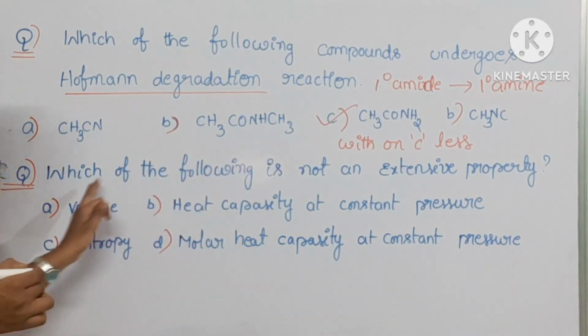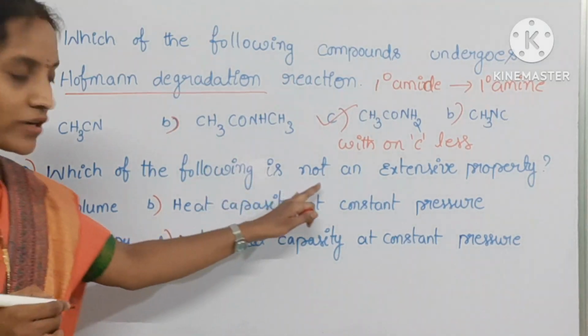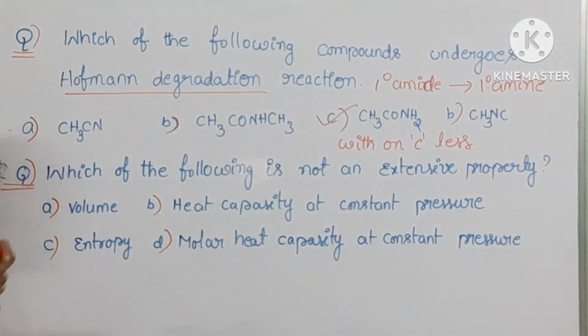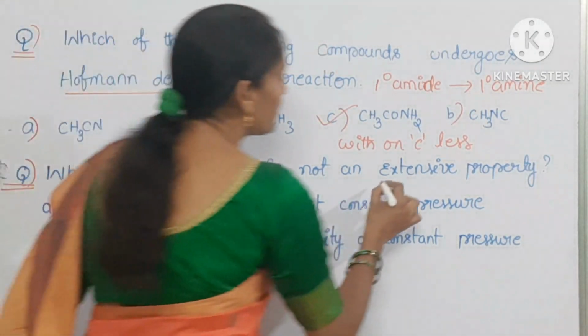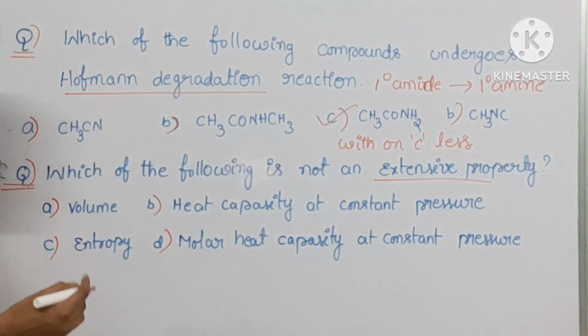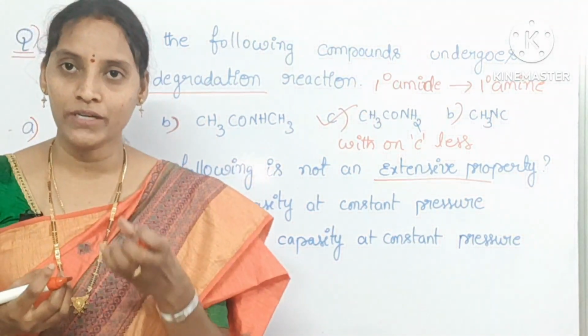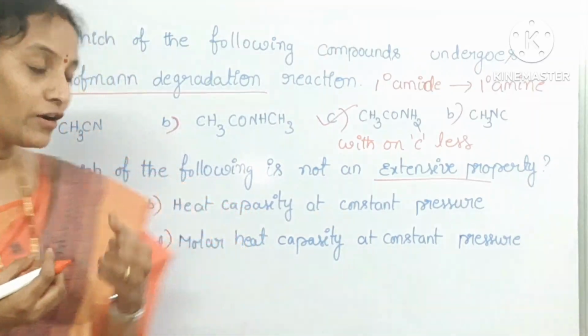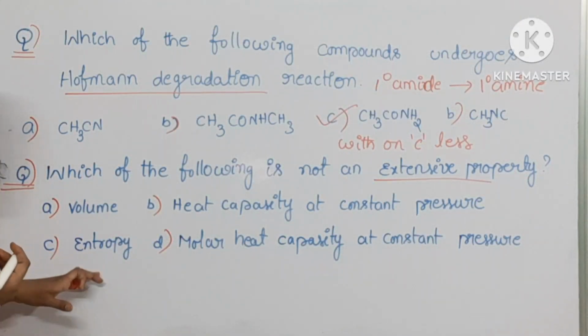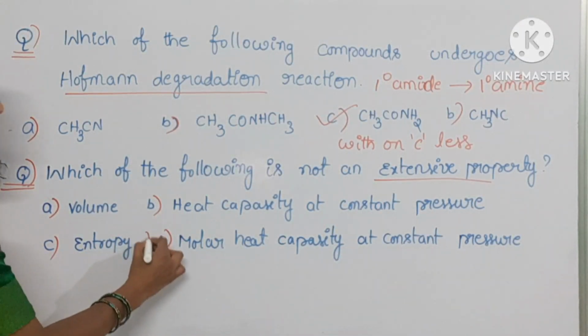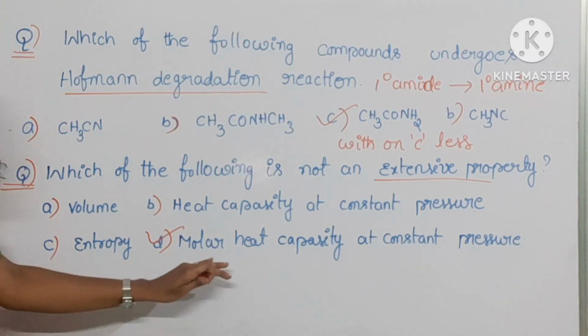This is the answer. Next question, which of the following is not an extensive property? An extensive property depends upon the amount, nothing but the mass of a substance. So this is your answer, this is not the extensive property.